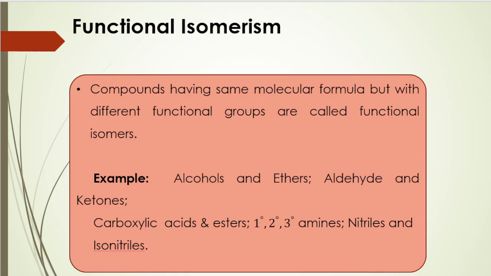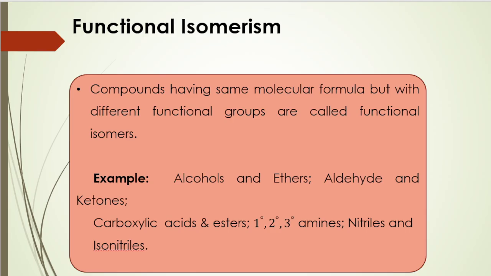Now, functional isomerism. What is functional isomerism? Compounds having the same molecular formula but with different functional groups are called functional isomers. For example, if we consider alcohols and ethers, aldehydes and ketones, carboxylic acids, esters, primary, secondary, tertiary amines, nitriles and isonitriles.